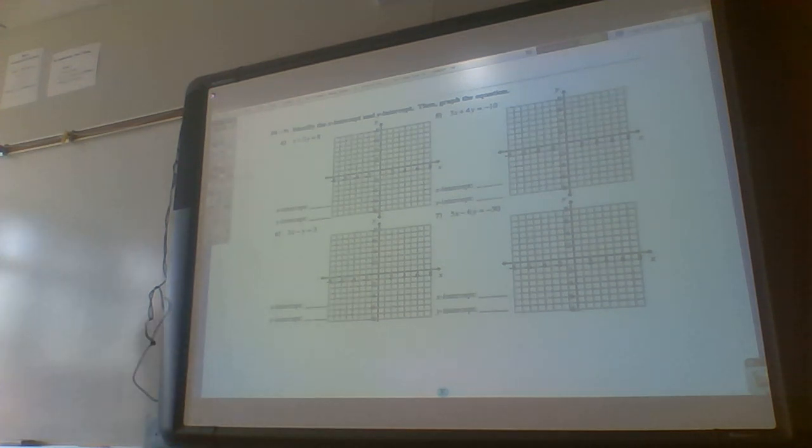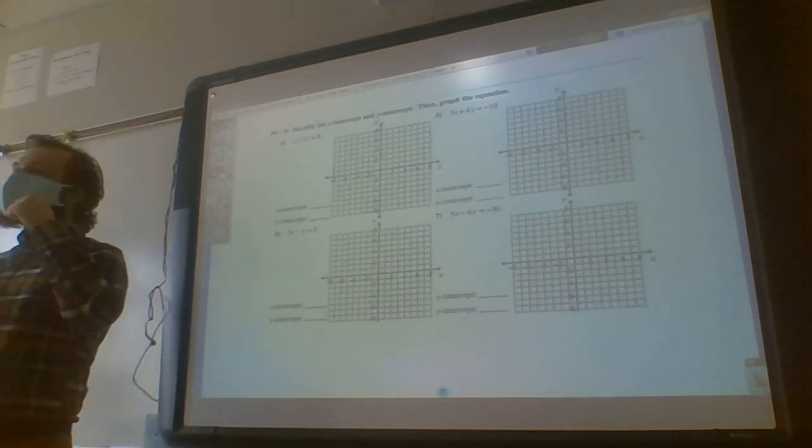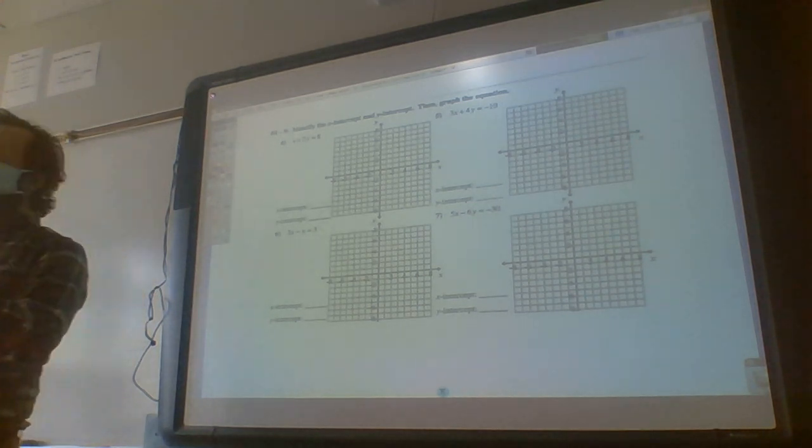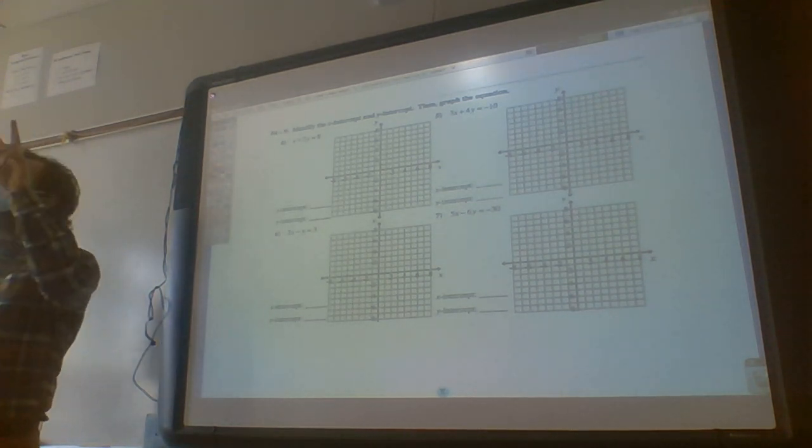Number 4. Identify the x and the y intercept, then graph the equation. The only reason I wanted to touch on this, we've talked about the y-intercept, but I just wanted to redefine them for you. I guarantee everyone in here has learned about x and y-intercepts and used them before. We just want to remember a couple of key features.